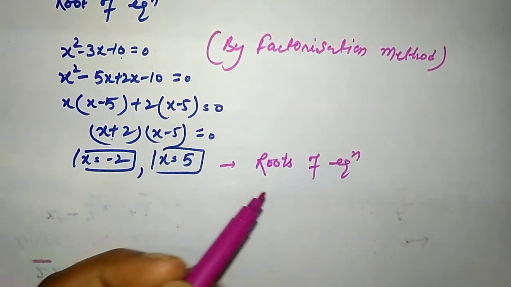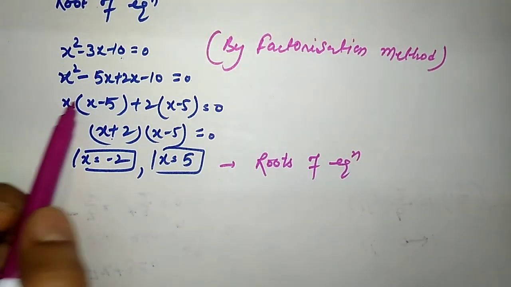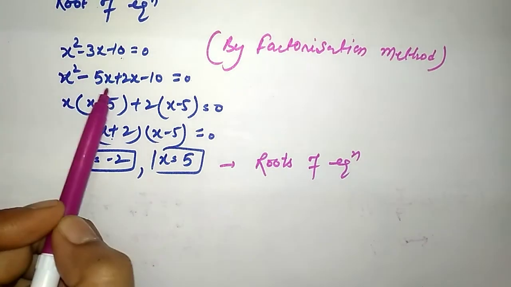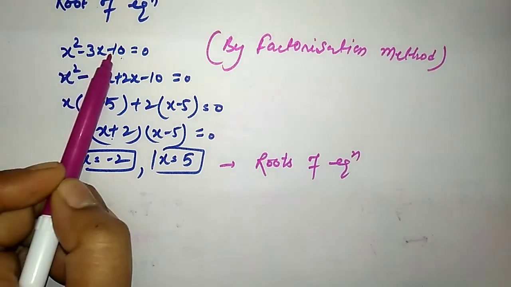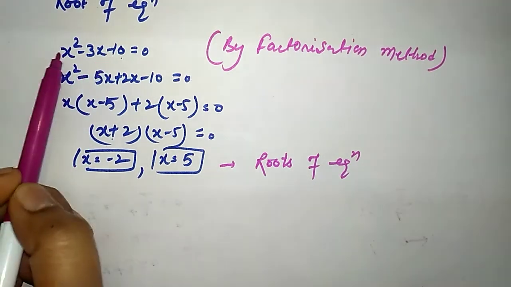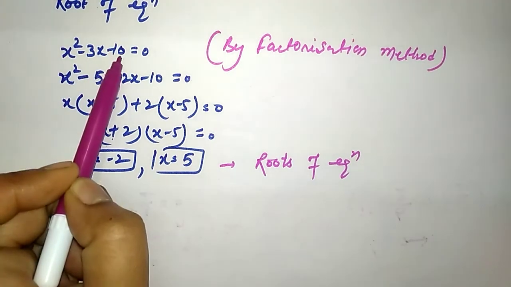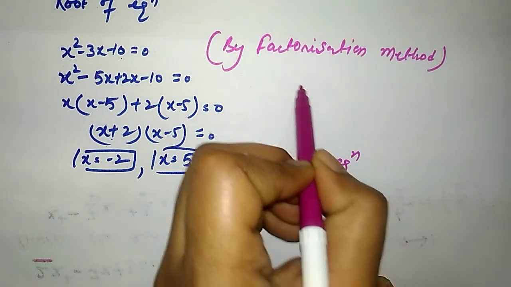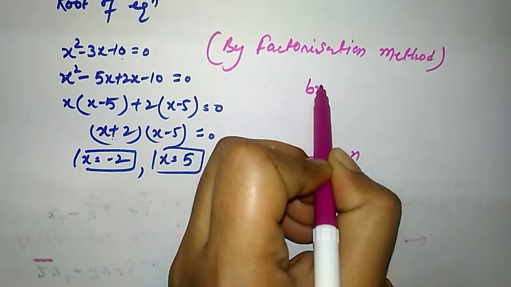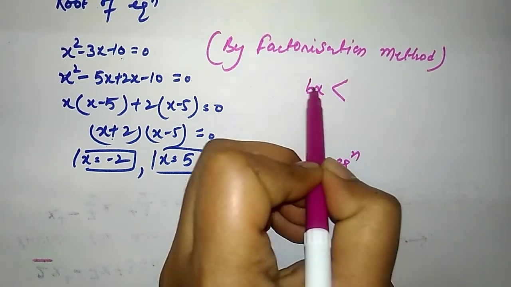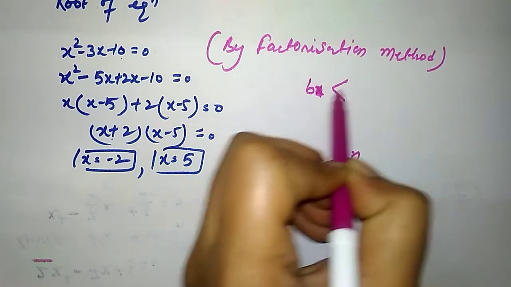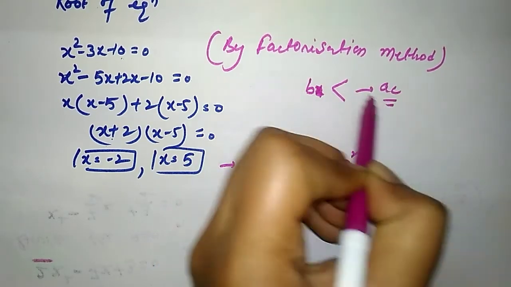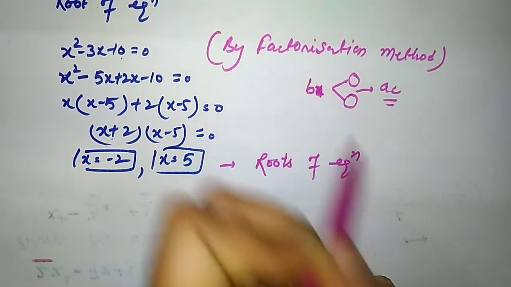Or it is also known as the splitting the middle term method. So in this I have to split minus 3x into two factors such that we get the term AC. AC means A is here 1 and C is minus 10. So we have to split the B term, the bx term, in such a way that we get the term AC.